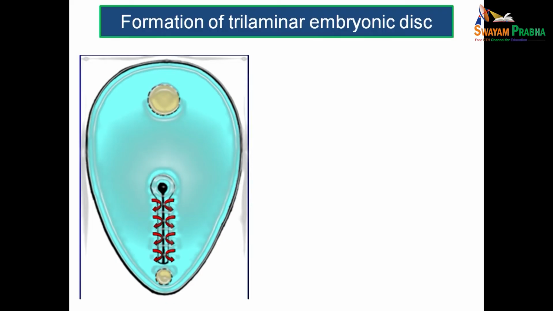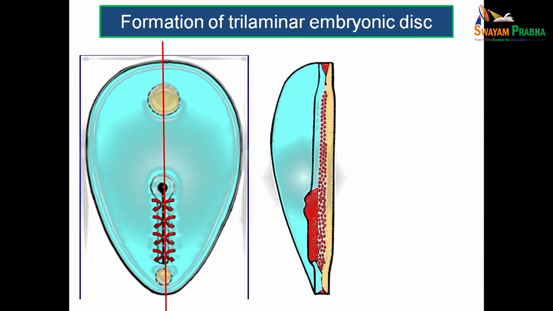Now, let us see how this trilaminar germ disc is formed. That is how the intraembryonic mesoderm is formed from the primitive streak. You can see that this is the caudal end and this is the cranial end of the disc. Now, if you take a vertical section, this is how you are going to view the disc from the side. So, from the cranial end to the caudal end, you are going to cut the disc along a vertical line, along the midline, and you are removing one part and you are removing the other part from the side. So, this is the view.